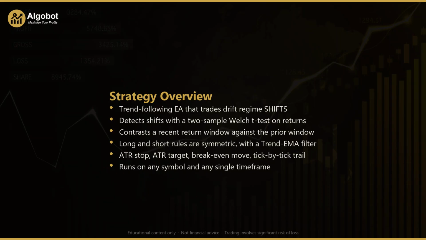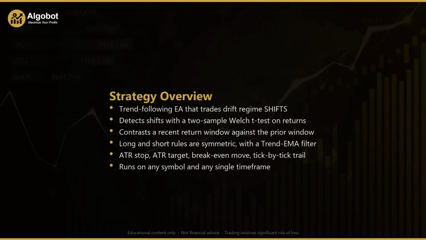To answer it, the EA uses Welch's two-sample t-test. It contrasts two back-to-back windows of returns and measures how far the recent drift has separated from the prior drift. When that separation becomes statistically decisive, the strategy treats it as a regime shift and looks to trade in that direction. It can be applied to any symbol and any time frame, because every calculation references the primary chart you attach it to. You could study it on a major currency pair, on a metal, or on an index. The logic is identical. It trades both directions symmetrically, with distinct long and short rules that mirror each other.